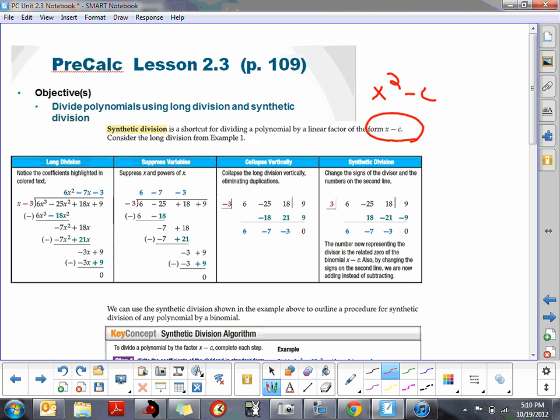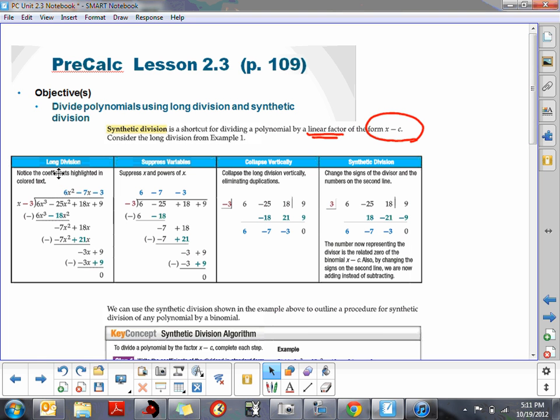So first of all, it's only for linear factor division. You cannot use it for any other type. If it's any other type where you're trying to divide by a quadratic or a cubic, such as the ones here or the one there, you cannot use that. You'd have to use long division. So then you're forced to that method. Synthetic division, I think you will like. It really shortens up the work that you have to do.